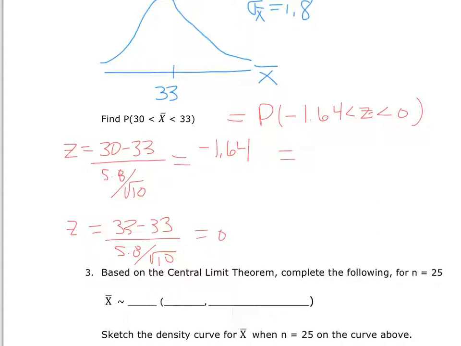So using a normal distribution tool online, the probability to the left of 0, or the left of 33, is 0.5. That's half the distribution, so it's 0.5. And the area to the left of negative 1.64 is 0.0505. So doing that subtraction, we get 0.4495.